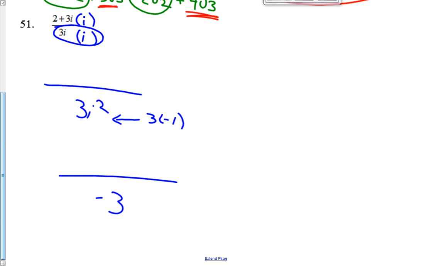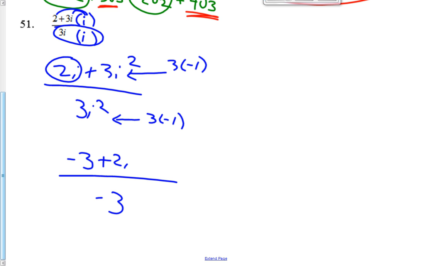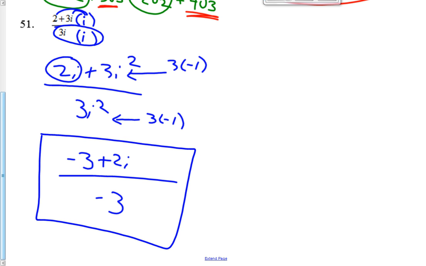In the numerator, i times 2 is 2i, and i times 3i is 3i squared. And again, i squared is the same thing as a negative 1, so it's like taking 3 times a negative 1. So 3 times negative 1 is a negative 3, and then we still have this plus 2i. And that is our answer for question number 51.